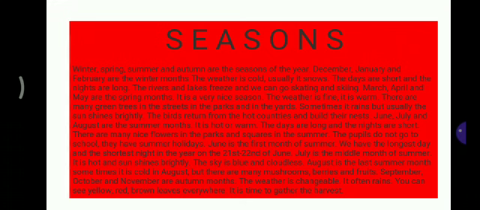July is the middle month of summer. It is hot and the sun shines brightly. The sky is blue and cloudless. August is the last summer month. Sometimes it's cold in August. But there are many mushrooms, berries, and fruits. September, October, and November are autumn months. The weather is changeable. It often rains. You can see yellow, red, brown leaves everywhere. It's time to gather the harvest.